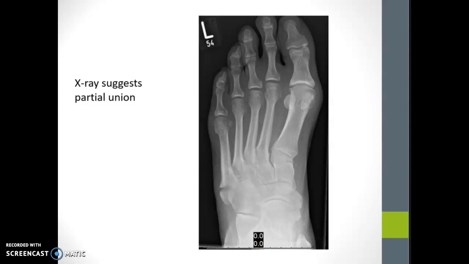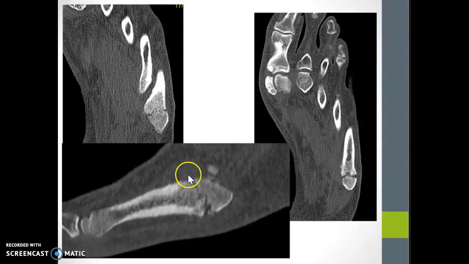Looking at the patient's foot, looking at some partial union here. This would be on the X-ray, and then looking at it from a CT perspective, you can see there is no union here. It goes all the way through and translates all the way through, as you can see there.